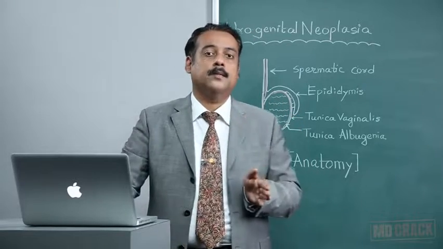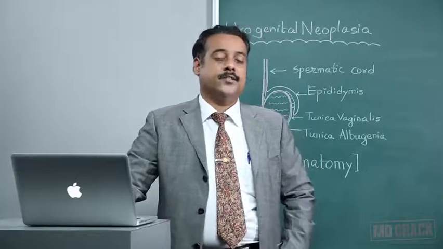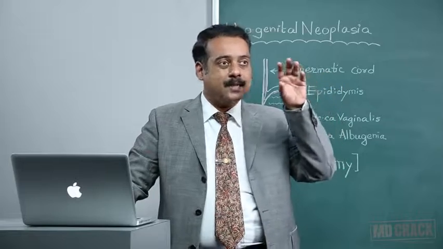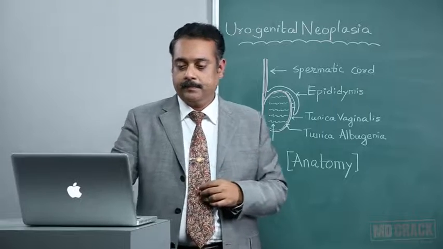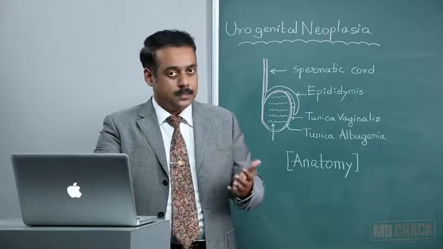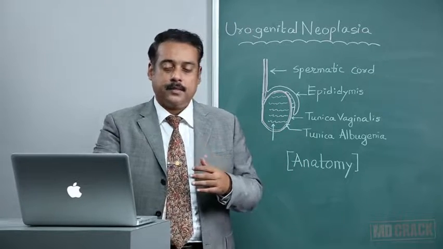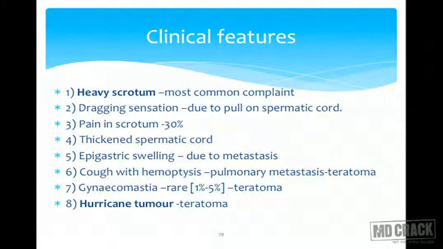Then a few patients come to us with advanced malignancy and present first with epigastric swelling. Now why this epigastric swelling? Because the tumor disseminates into the lymph nodes, and these lymph nodes become evident before the tumor primary itself. So the secondary comes into the picture before the primary. Then metastasis to the lungs can give rise to cough with hemoptysis. 1 to 5% of the patients can have gynecomastia due to hormonal imbalance, especially seen in a teratoma. This is very important. In teratoma, one can get gynecomastia, for MCQ point of view.